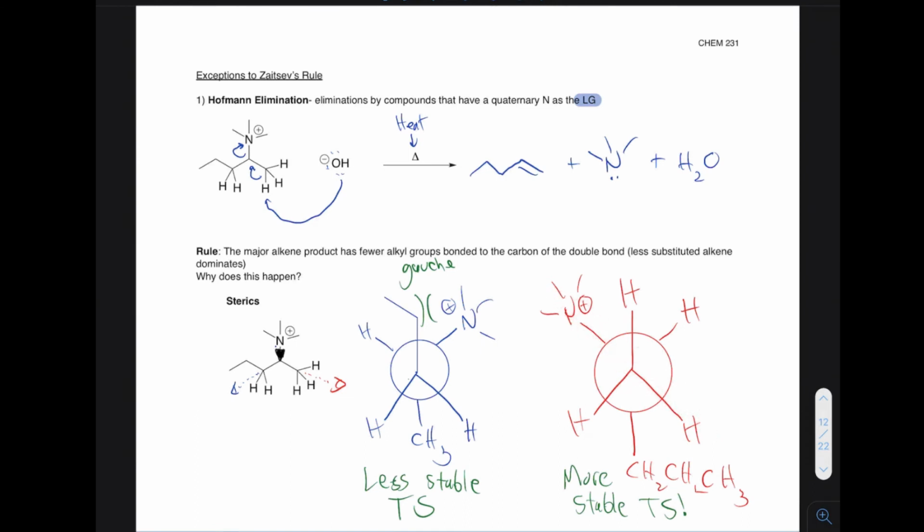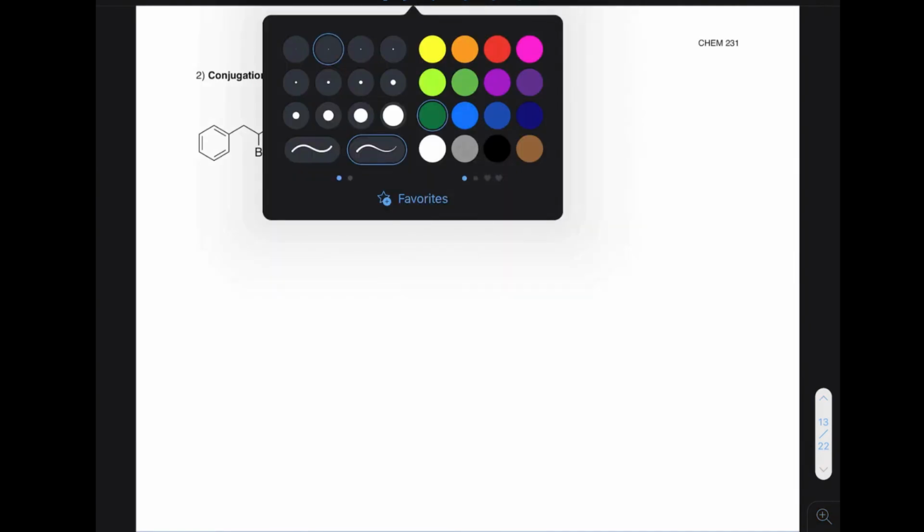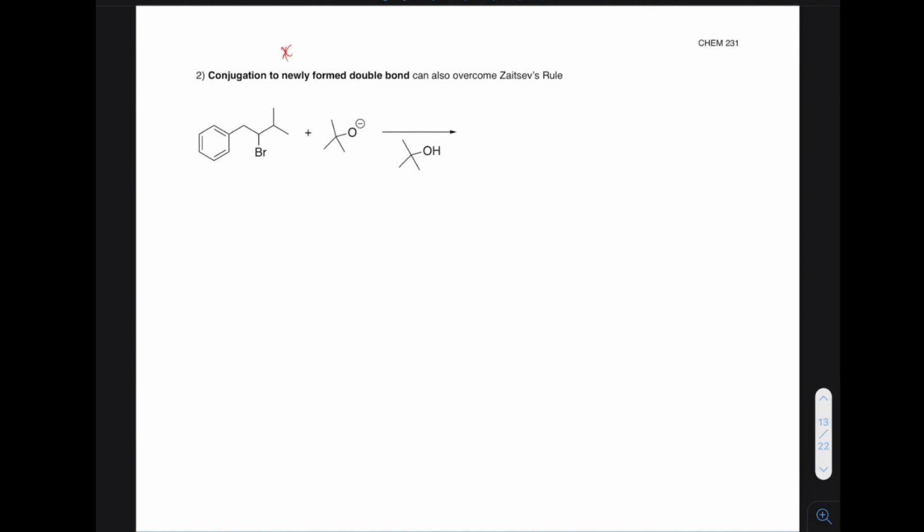So again, in short, for the Hofmann product, the elimination that occurs is the one that gives the major alkene with fewer alkyl groups. So it's directly opposite to Zaitsev's rule. The other exception to Zaitsev's rule that we'll talk about is when we have conjugation to a newly formed double bond, meaning the most amount of double bonds adjacent to each other, which we know from all these examples I've given is good for resonance.